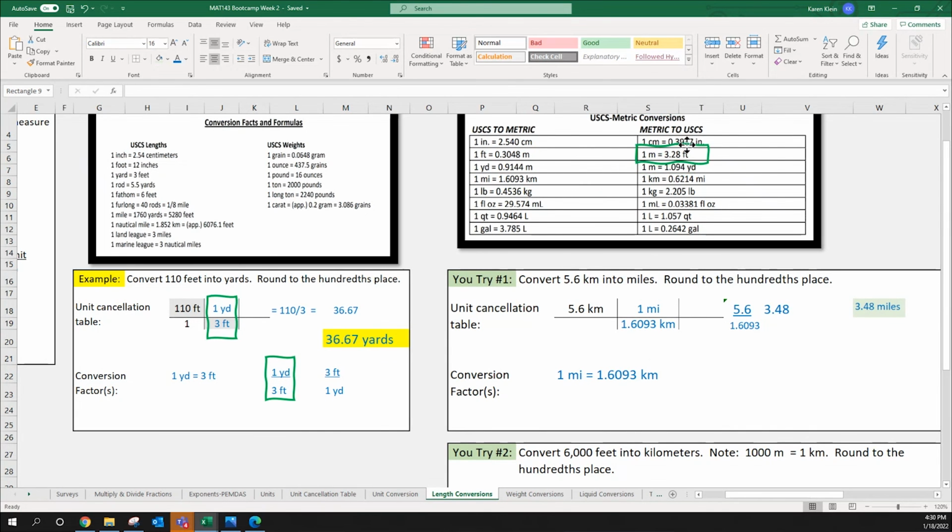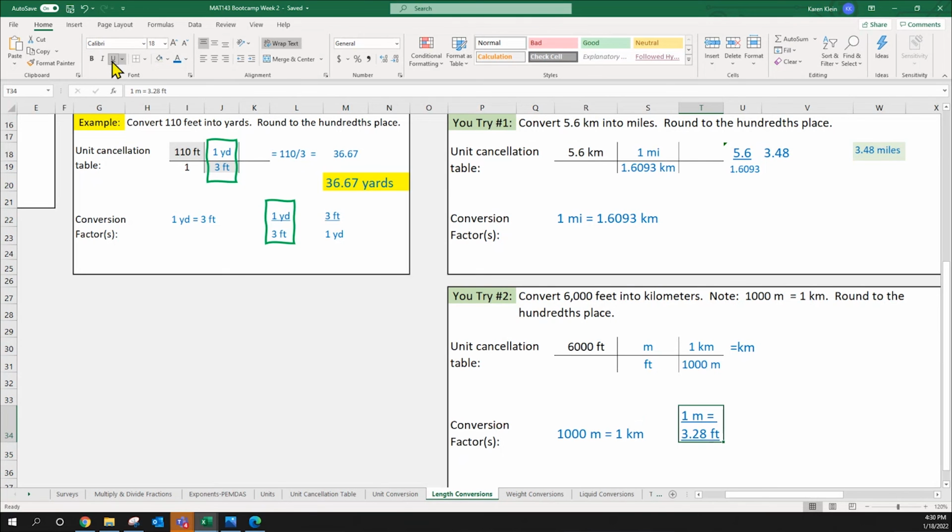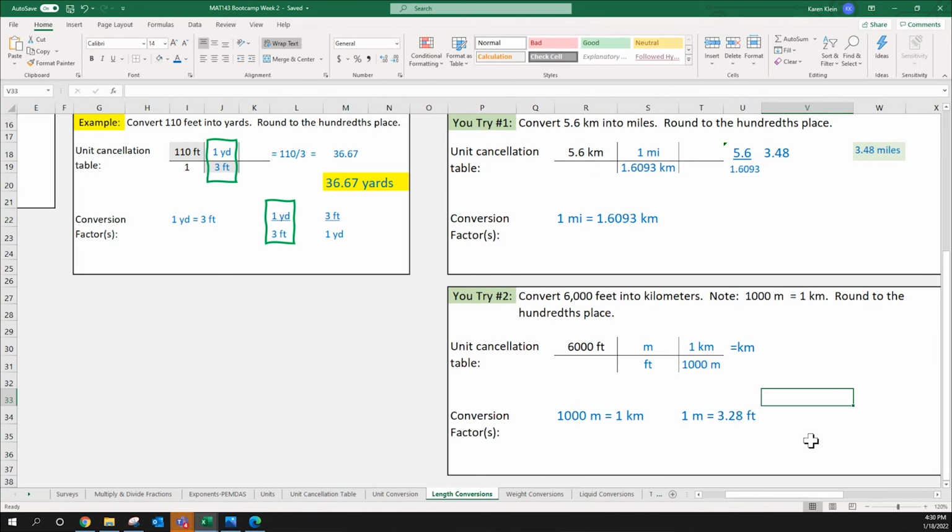And if we go over here, we see it here. 1 meter is equal to 3.28 feet. So we've got 1 over 3.28. So now we have our feet units cancel, our meters cancel, and we're left with kilometers here. So now we can do our calculation.